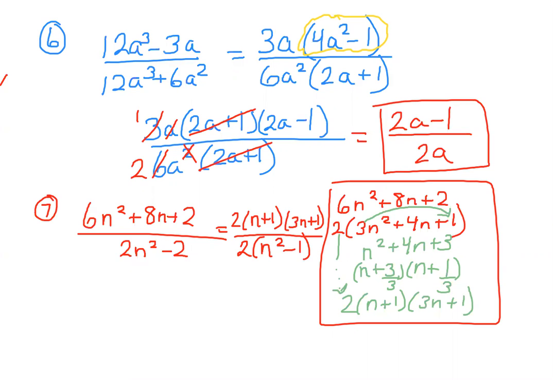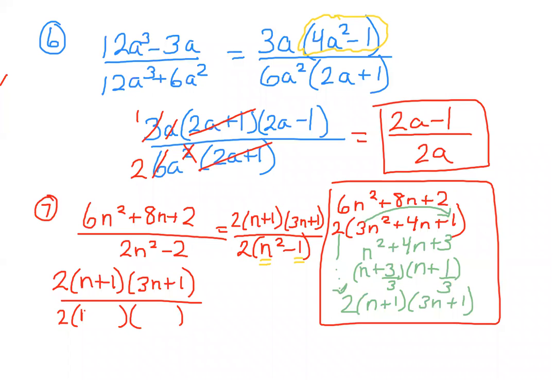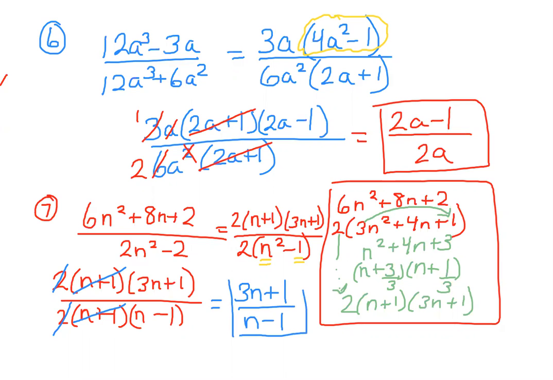Oh, but look at that. This is a difference of two perfect squares, so we can factor that again. The numerator is all factored. The denominator can be n plus 1 times n minus 1, and then we can go ahead and cancel what we can cancel: n plus 1, n plus 1, 2, 2. And our answer is 3n plus 1 over n minus 1. And that's our answer for number 7.